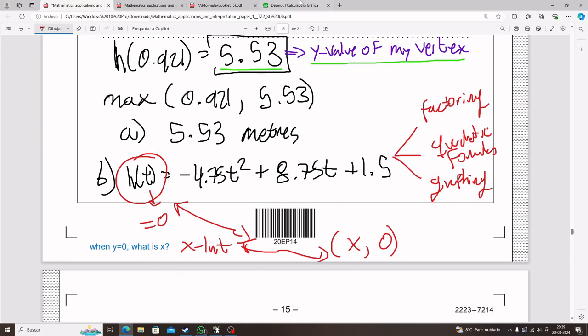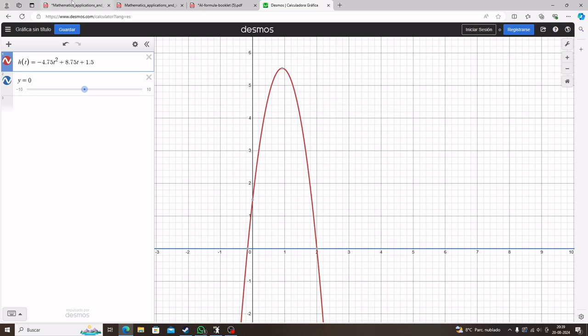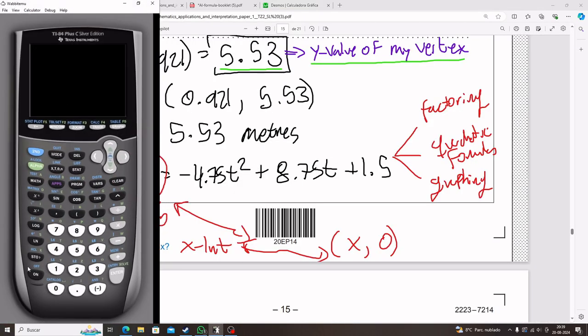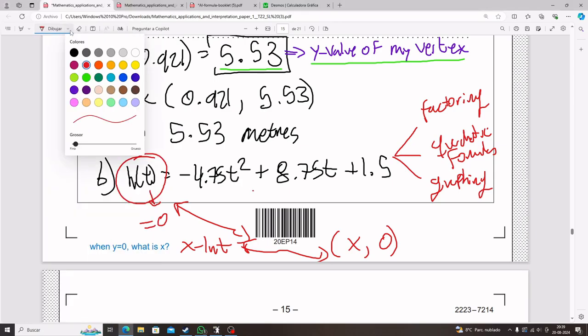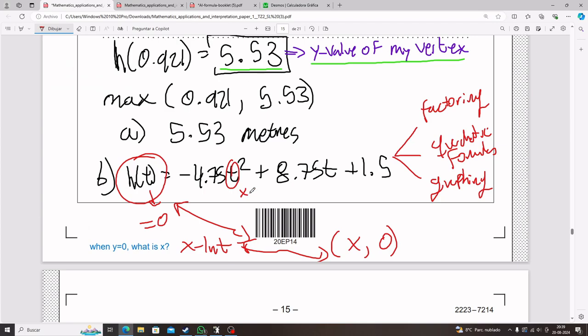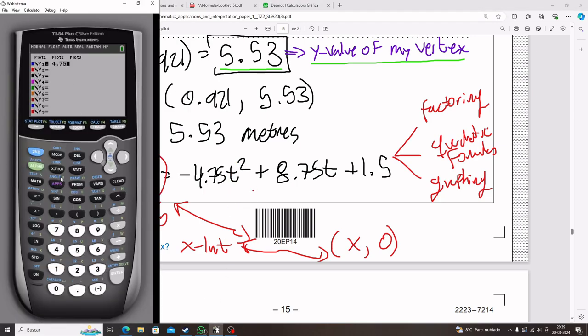Let's see what happens. So you know you don't have decimals. You do have your graphing calculator. So how do you solve it by graphing? Well, go to y equals and plug in your equation. You might be thinking, I don't have t. Okay, but t in this context is really just an x, ¿cierto? So you can put it as negative 4.75 x squared plus 8.75 x plus 1.5.